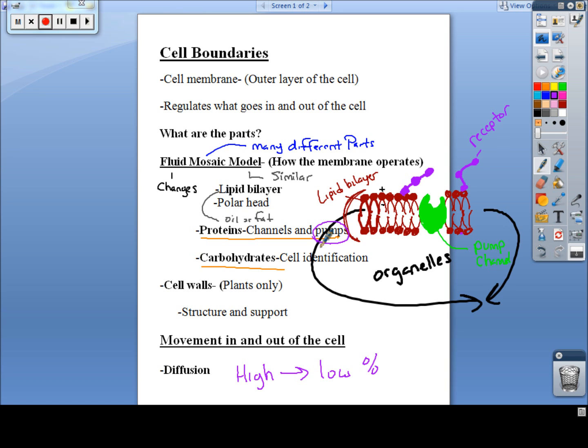You can also see, I want to add as well, this channel. And this channel kind of has a shape to it right here, like a molecule might fit right in there. Let's make it this pink one. Okay. And if it fits right into that, it kind of changes its shape and allows this to go right into the cell. But diffusion, we're going to talk about, is any particle going from high to low.